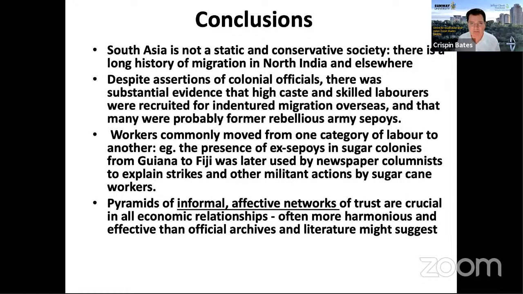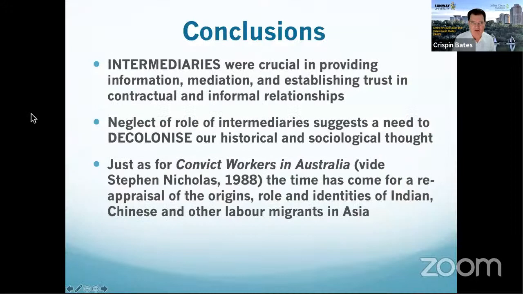For example, the presence of ex-sepoys in sugar colonies from Guyana to Fiji was later used by colonists to explain strikes and other militant actions by sugarcane workers. Above all, the most important conclusion that I want to draw is that pyramids of informal affective networks of trust are crucial in all economic relationships and are often more harmonious and effective than official archives and historical literature might suggest. Intermediaries were crucial in providing information, mediation, and establishing trust in contractual and informal relationships.